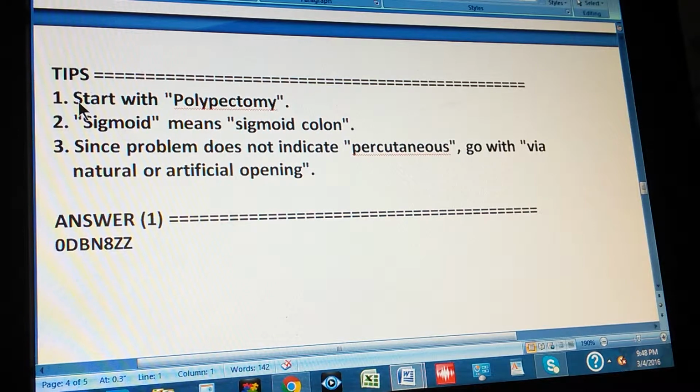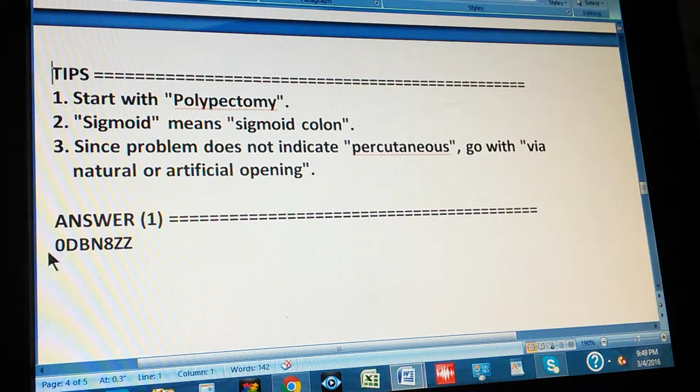Okay, tip number 1. Start with polypectomy. Tip number 2. Sigmoid means sigmoid colon. Right. If you just find the word sigmoid, what they're talking about is sigmoid colon, right? And 3. Since the problem does not indicate percutaneous, go with via natural or artificial opening. Right. They're not saying that it's a percutaneous procedure. So go with via natural or artificial opening, right? Okay, so with these tips, you should be able to get the path to the answer.